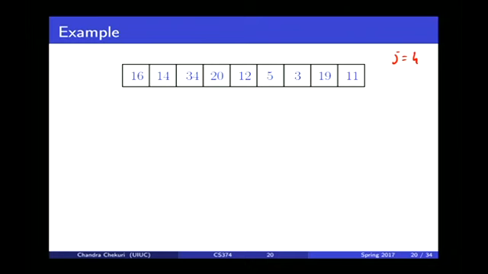What does the array split into? Yeah, so it will split like this, right? Roughly 14, 12, 5, 3, 11. Then 16, then whatever, right? 20, 34, 19. Am I right? Did I make a mistake?